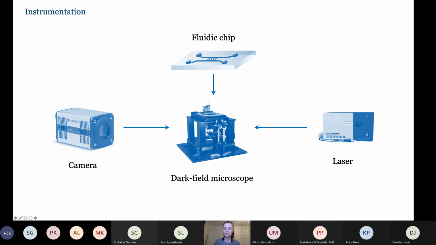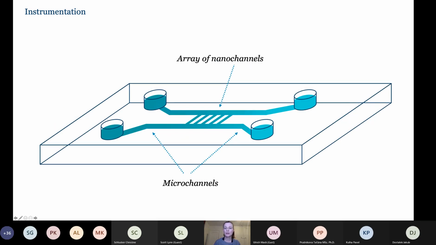And an essential part of this method is a fluidic chip that contains a series of nanochannels that are connected to these sample containers through these two microchannels. And the flow of the molecules through the nanochannels is controlled by pressurizing the inlets.